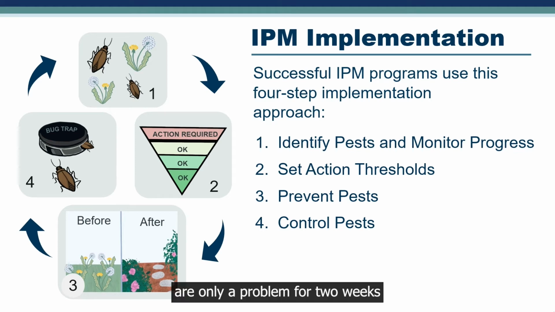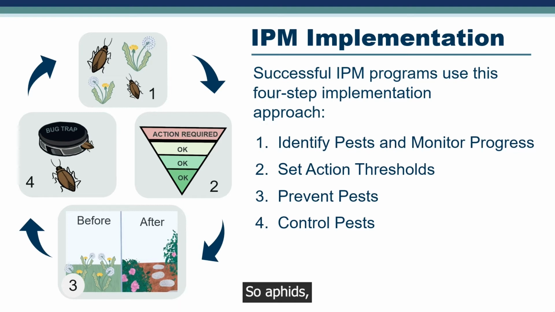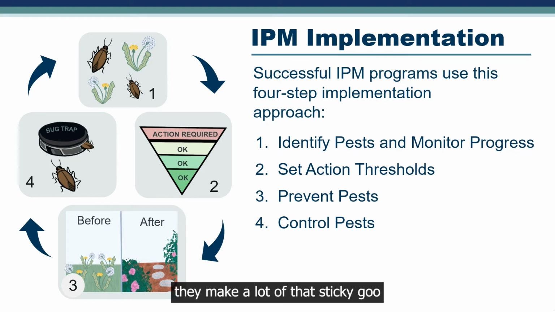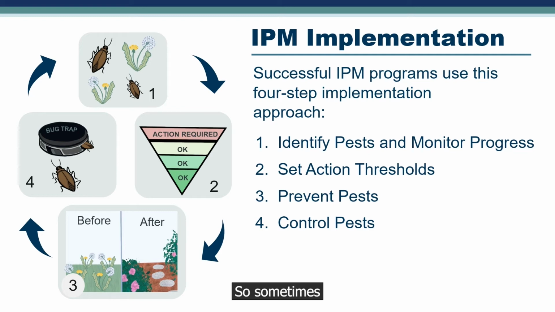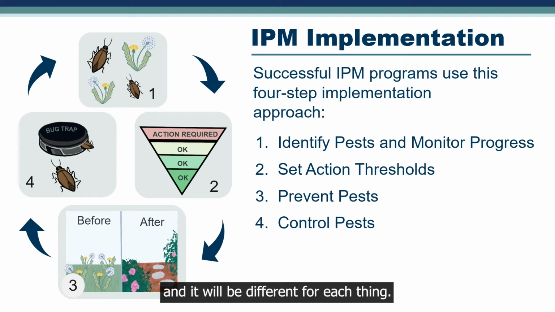A lot of guys are only a problem for 2 weeks, and then it's not a problem. If the problem became longer, you're looking at setting your action threshold. So aphids, they make a lot of that sticky goo for about 2 weeks in the spring, and your walkways to the buildings are sticky and icky and full of filth. But if the problem lasts longer than that, now you have a threshold that is unacceptable. So sometimes you have a threshold of 0, and sometimes you have a threshold of a whole bunch. And it will be different for each thing.